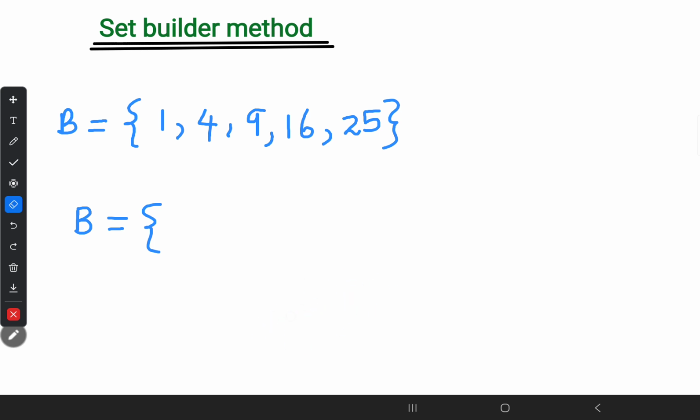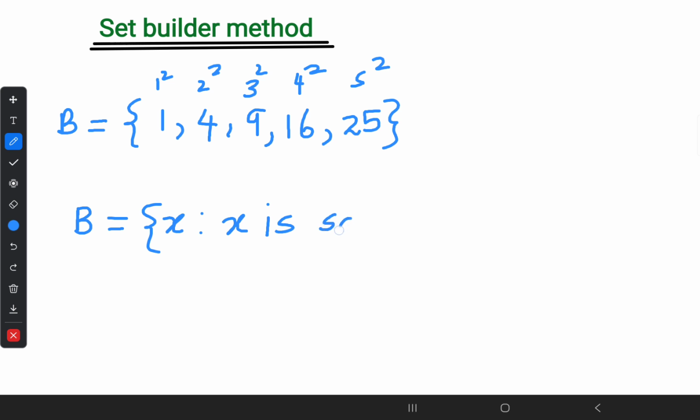For that, x. So I will consider the question belonging to this particular given set: x colon x is, when we look at this, we can observe a particular pattern. It is 1 square, 2 square, 3 square, 4 square, 5 square. Likewise, we can write. So x is square numbers.